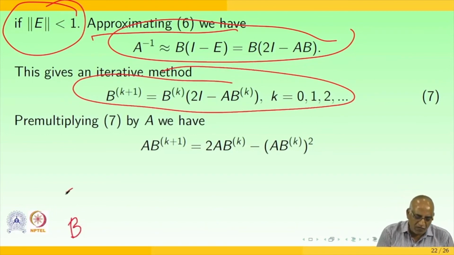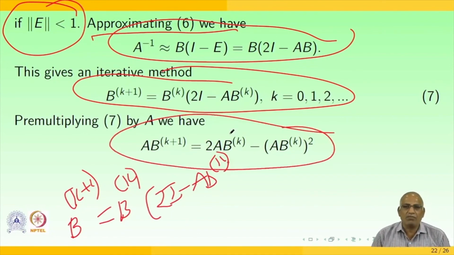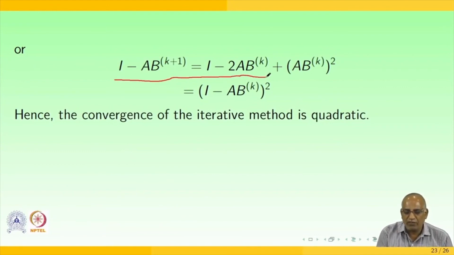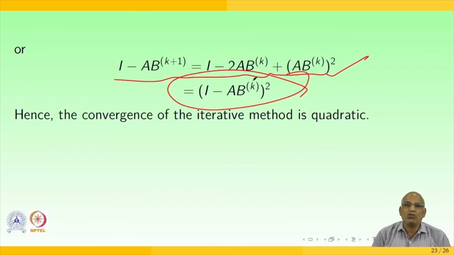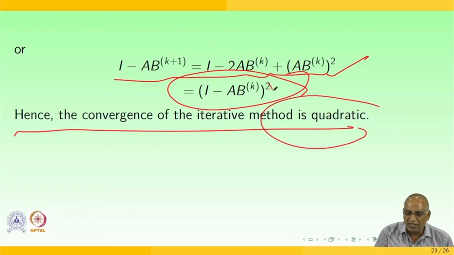That is, B of k plus 1 turns out to be B of k times (2I minus A B of k). Pre-multiplying, you get A B of k plus 1 of this form. Or we can write it as I minus A B of k plus 1 is I minus 2 A B of k plus (A B of k) twice. So you can write it as (I minus A B of k) whole squared. Hence, the convergence of the iterative method is quadratic. So what we learned in this particular lecture is how the convergence of the iterative method takes place, and we have seen that it is quadratic convergence.